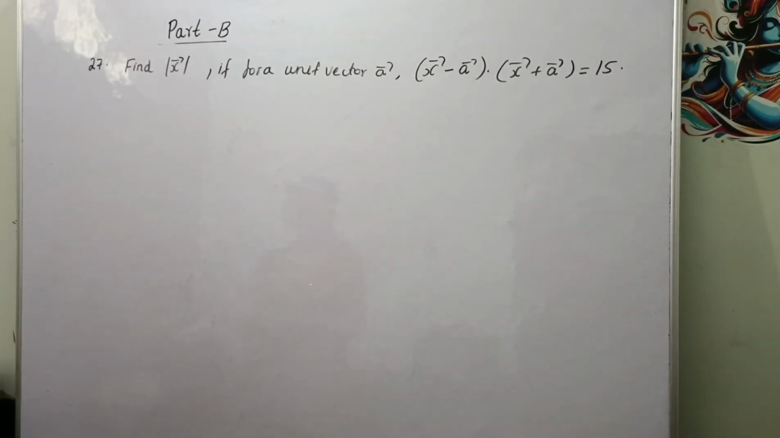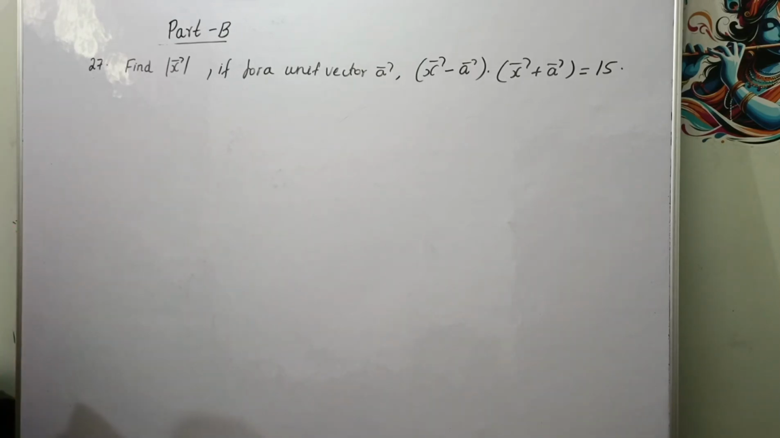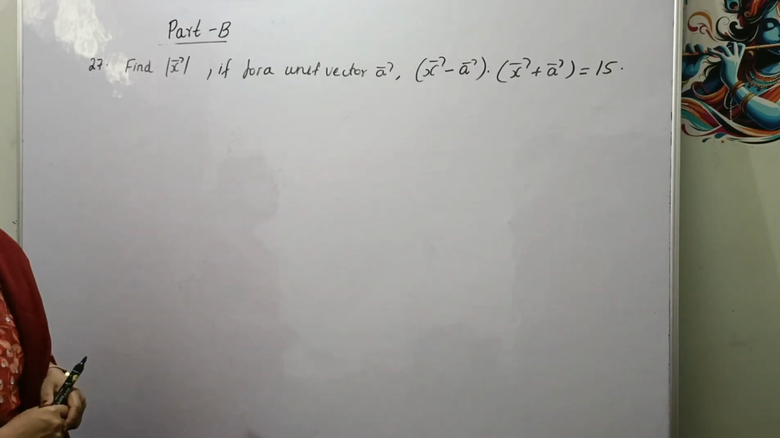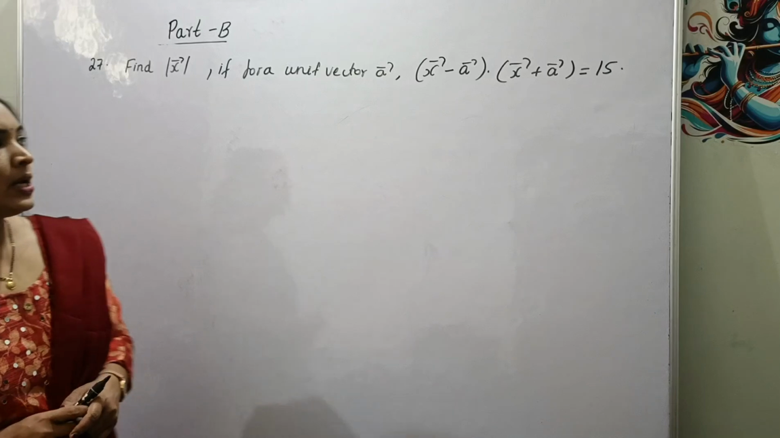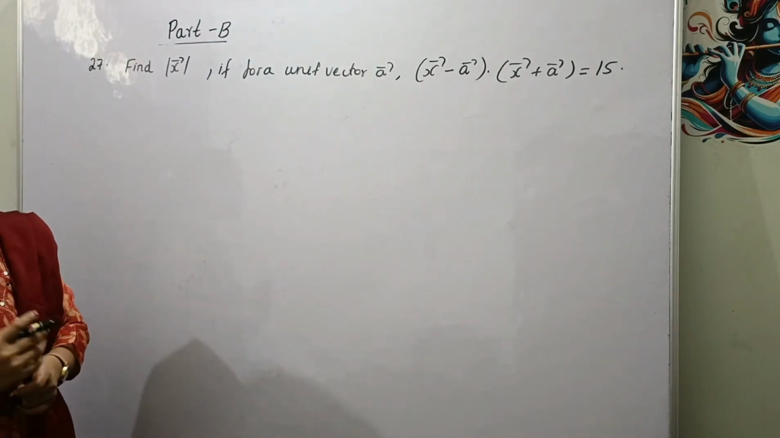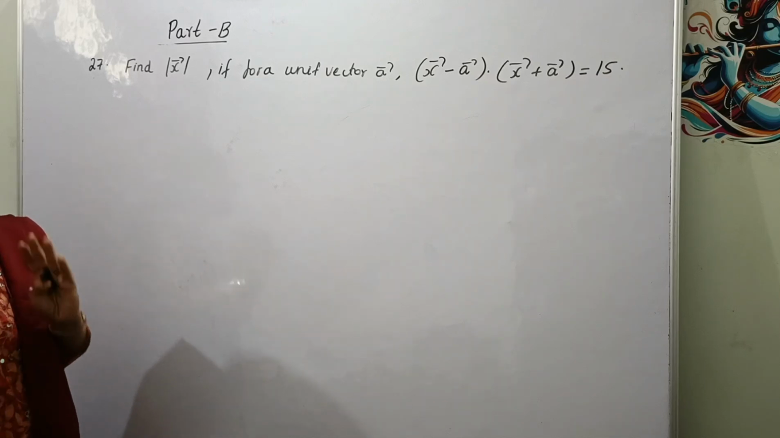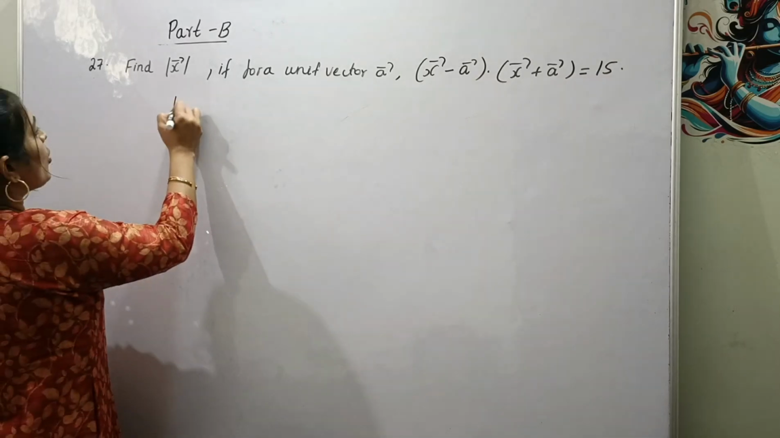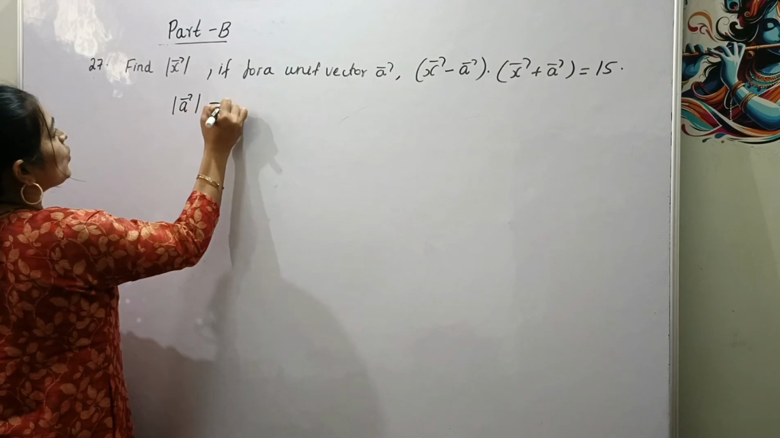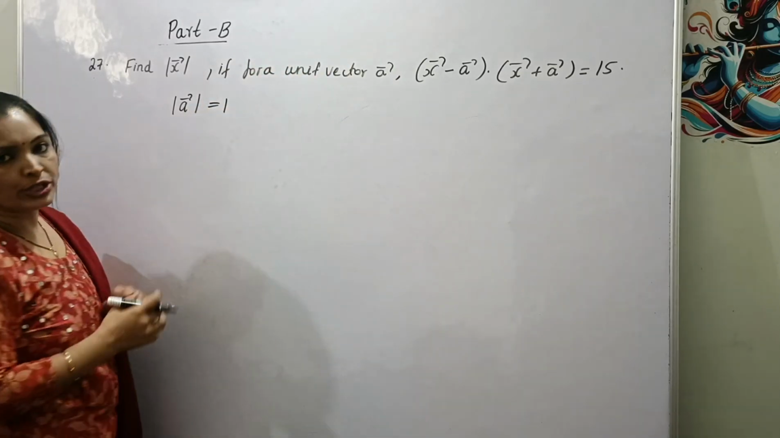Next question is, find the modulus of vector x if, for a unit vector a, (vector x minus vector a) dot (vector x plus vector a) is equal to 50. It is given that vector a is a unit vector. Okay, that means its magnitude is 1. That is, modulus of vector a is equal to 1. Why? Because it is given that vector a is a unit vector.